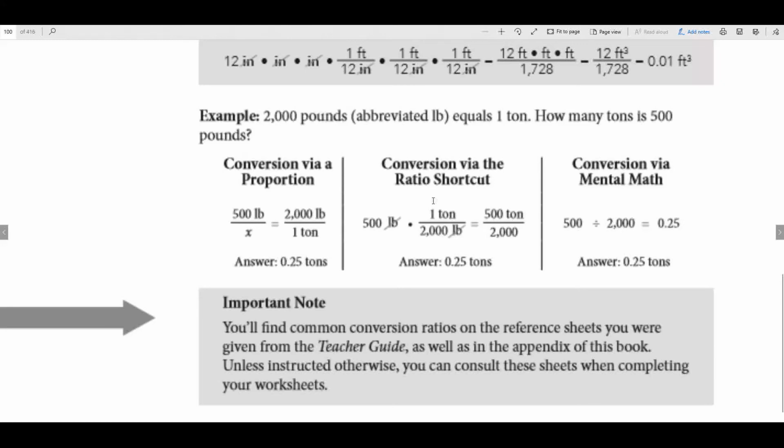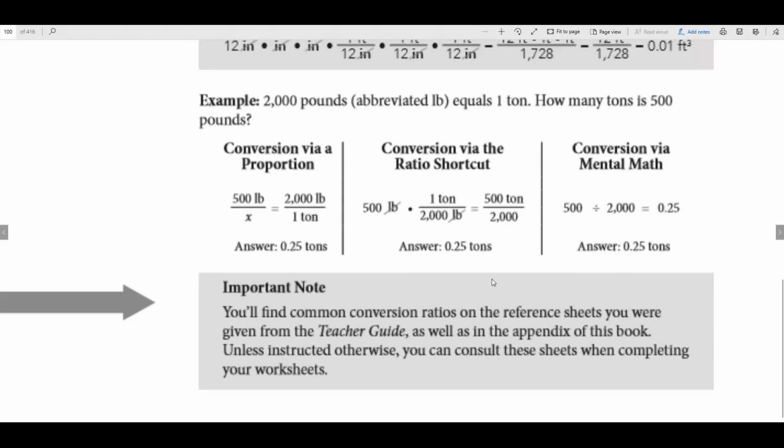Now, all of your conversion ratios are, I think, on page 429 in your book with the worksheets. So you can always use those. You can pull it out, tape it on the wall, you can make a copy of it, whatever you want to do. Throughout this book, you can use that back page. If for some reason you don't have it, let me know, but I think you should have it.